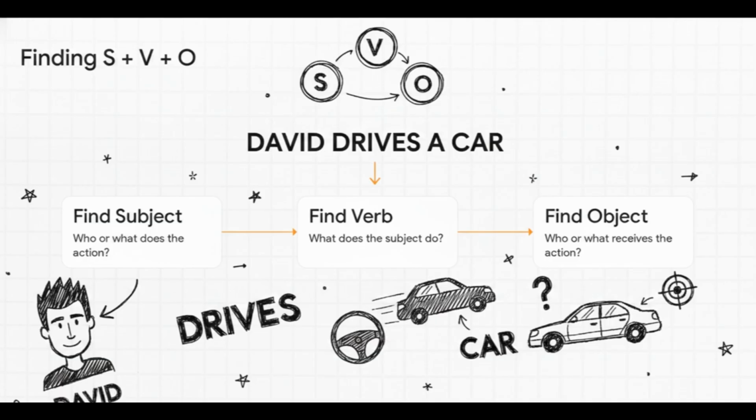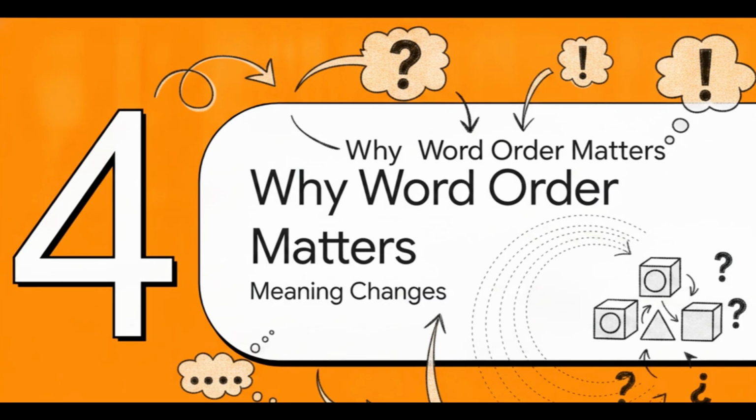And step 3. Find the object by asking who or what receives the action. What does David drive? A car. Just by asking yourself those 3 simple questions, you can instantly decode that S plus V plus O structure every single time. Section 4. Why word order matters and how meaning changes.